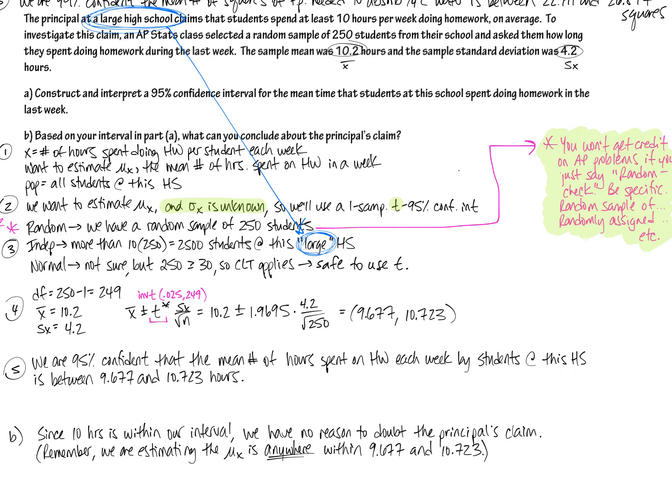You don't want to get dinged or lose silly points for lack of being clear in what it is that you're studying. Our population here is students at this school, all students at this high school. In our opening sentence, we want to estimate the mu of x, and the x is defined up here, so it's okay to use mu of x, the mean number of hours spent on homework in a week. Sigma x is unknown, that's why we're using a t confidence interval. Whenever you're using a t interval, make sure you state that the reason is because sigma x is unknown. We are estimating it based on our sample standard deviation.